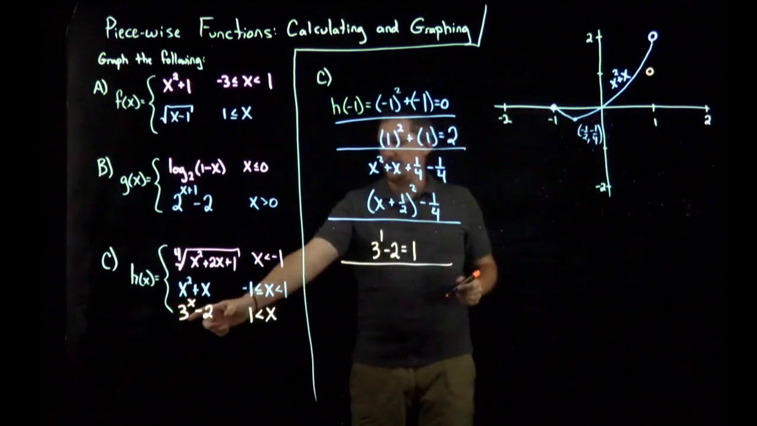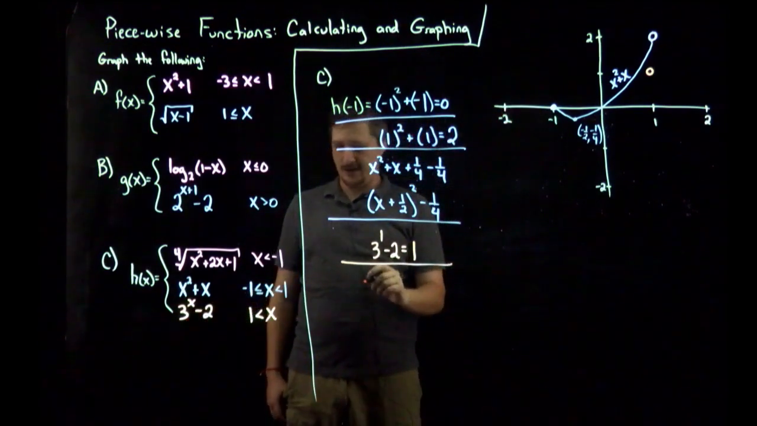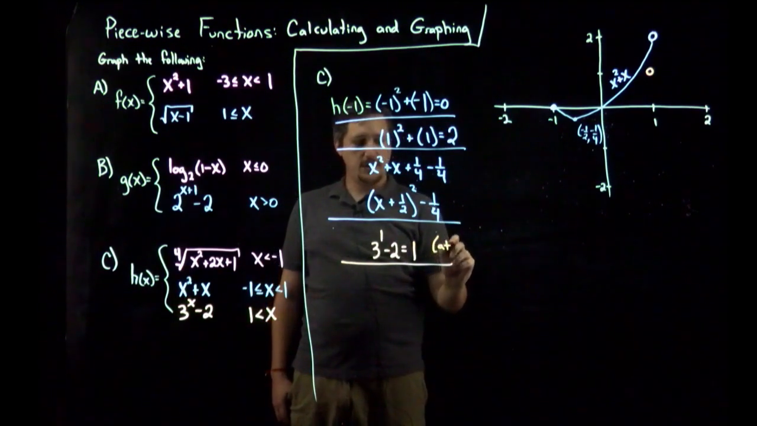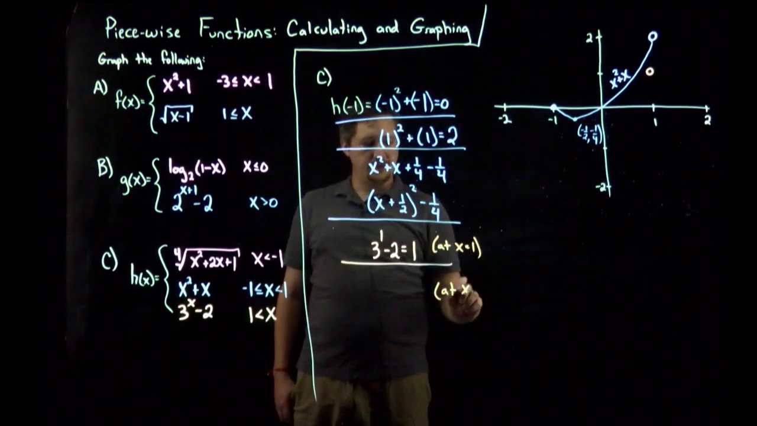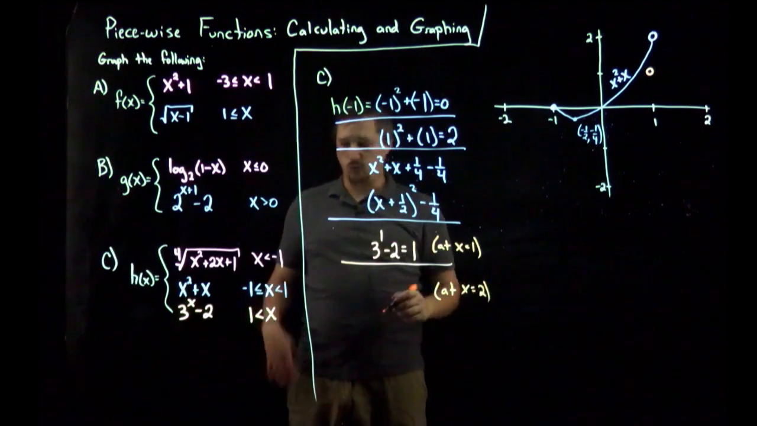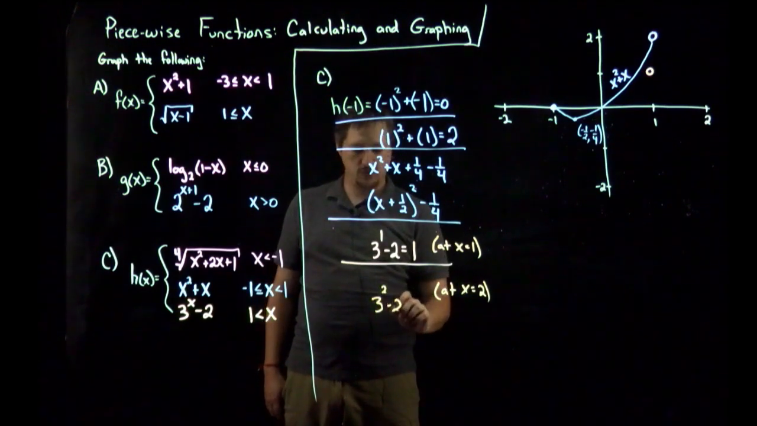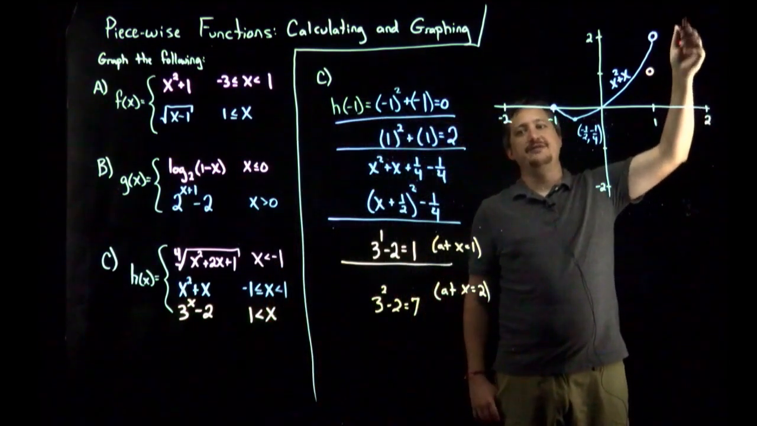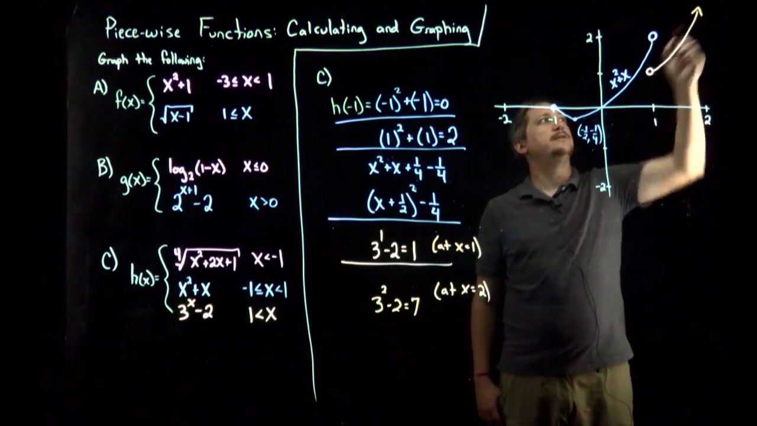And in fact, if I want to get another piece, I could plug in 2, but I'm pretty sure that's going to be way off my graph already. So now I'm going to do x equals 2 just to get an idea of roughly where it would be. That's going to be 3 squared minus 2. That's 9 minus 2, which is 7. So even at 2, it's way off my grid here.